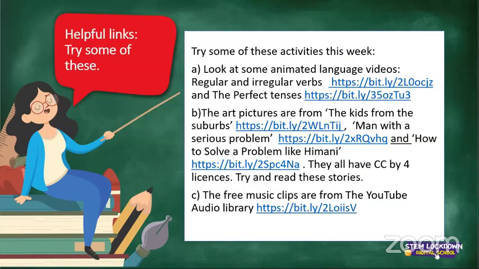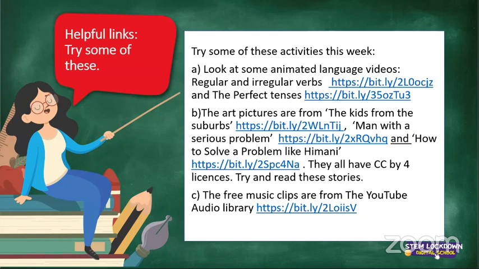So here are some activities you can try this week. If you ever want to know more about language or grammar, there are loads of YouTube videos. Try and choose ones that are less than around 2 minutes. The pictures today were from our stories, and you can read those stories online if you want to practice your reading. And the free music clip was from the YouTube audio library.